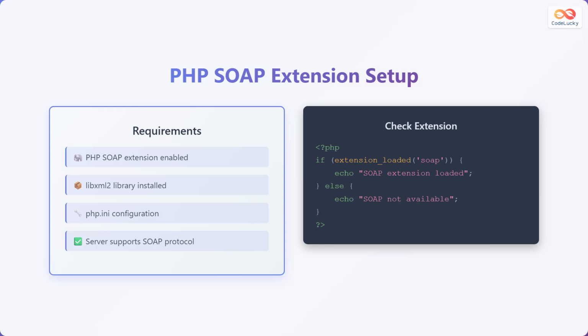To check if the extension is enabled, we can use the PHP code. If the extension is loaded, the output will be "SOAP extension loaded." Otherwise, it will say "SOAP not available."